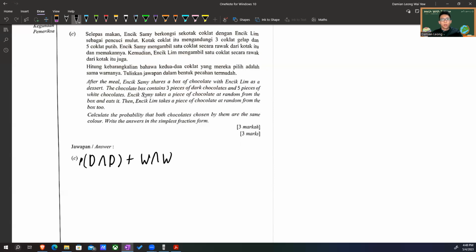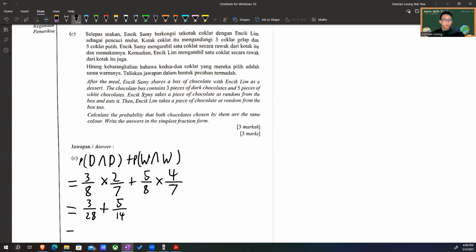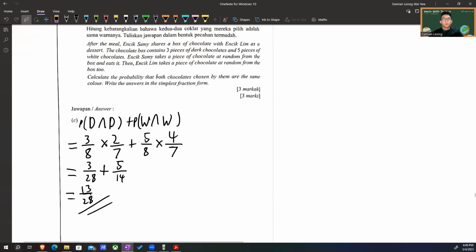So I need to count probability that both are white plus probability both are dark. If both are dark means 3 pieces of dark chocolate out of total 8. And then another dark after taking 1 means 2 left and total left with 7. Plus if white chocolate 5 out of 8 at first, after taking 1 left with 4 in total, and total is left with 7. So this is 3/28 plus 5/14. So it's 13/28. Just add them together. That's it. That's 3 marks.